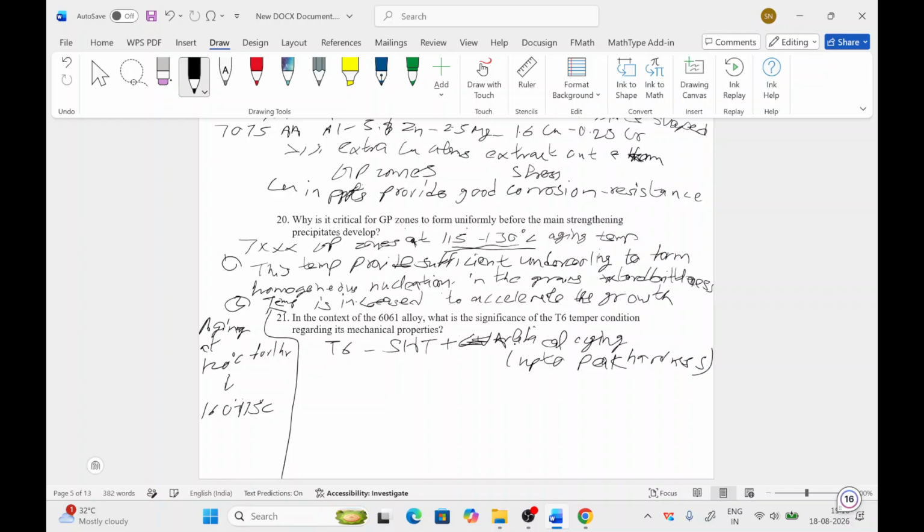So the T6 temper provides a yield strength up to 275 MPa. So this T6 temper increases the yield strength of the 6061 alloy. That's why this temper is generally preferred for this 6061 alloy. And because of this high yield strength, it is generally used in architectural applications.